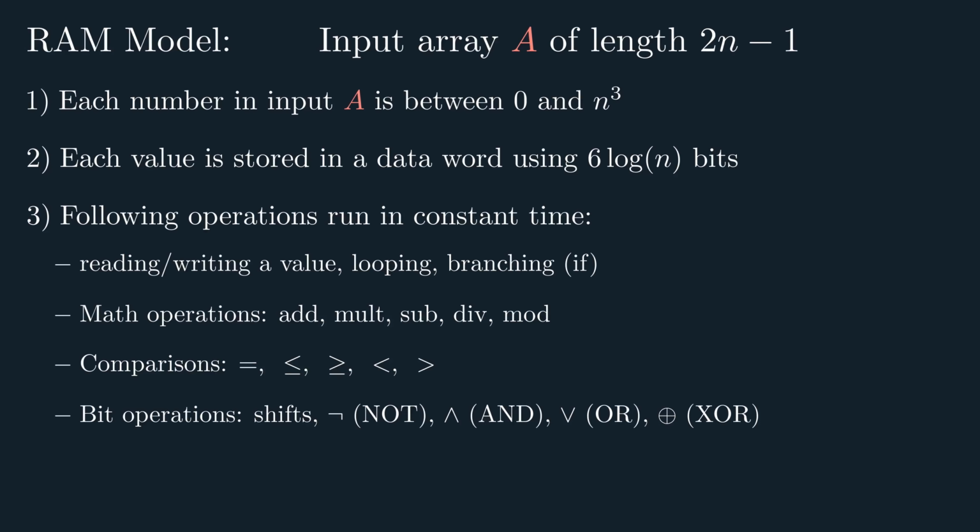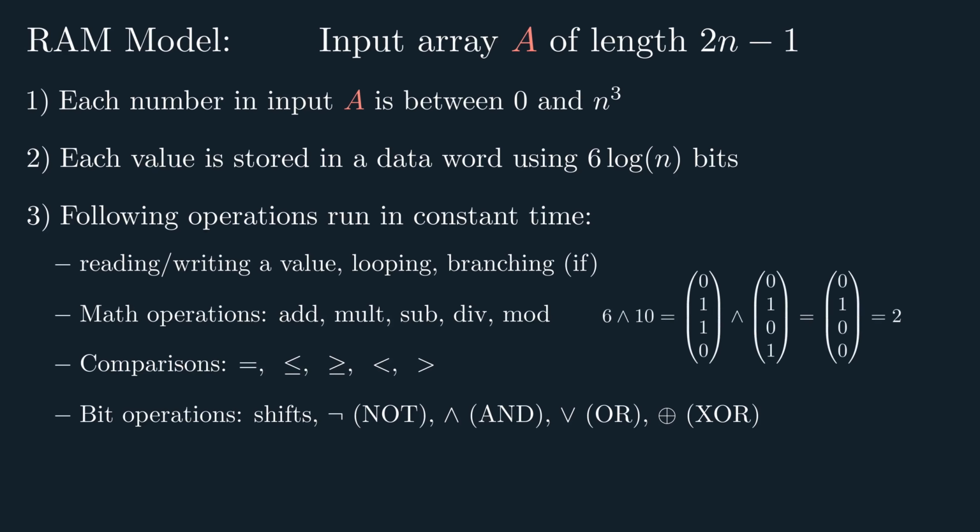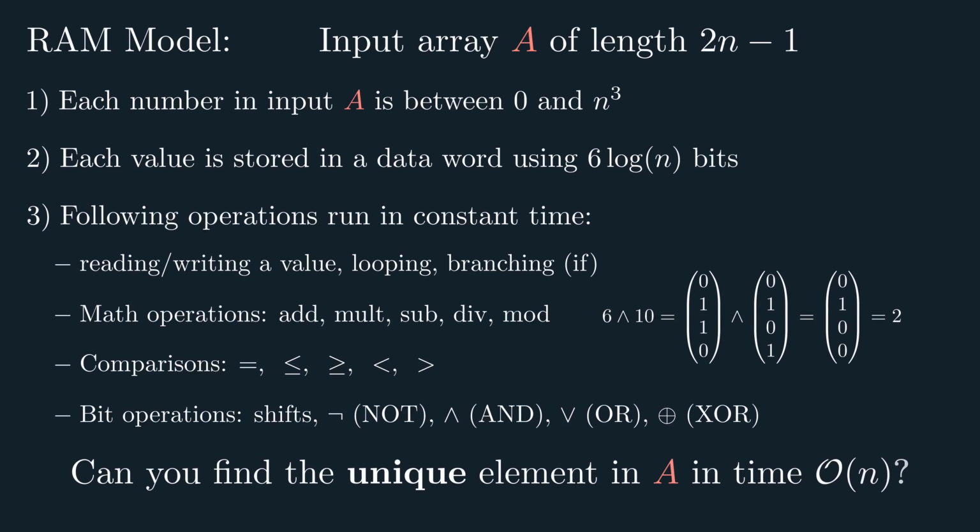Note that taking a bitwise operation of 2 values simply means that we apply the operation to each pair of bits individually. So the RAM model is very close to normal programming, where we assume that each basic operation takes constant time. But can you find the unique number in linear time using this model?